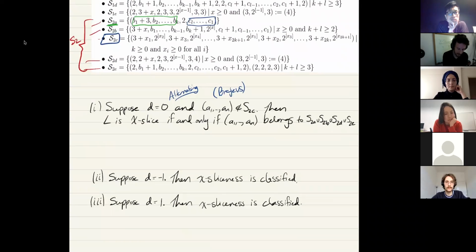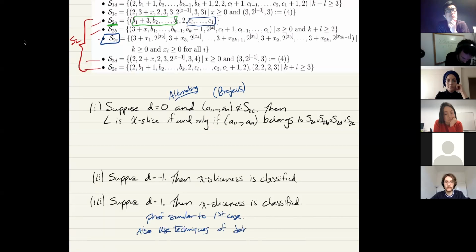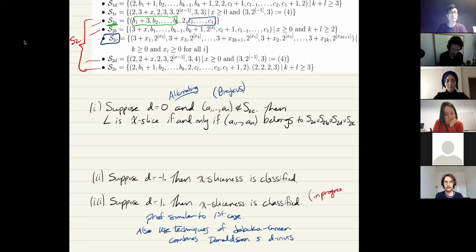And the proof of this is similar to the proof of the first case, except with the lattice analysis and Donaldson, not everything that we wanted to be obstructed was obstructed using the Donaldson diagonalization theorem and lattice analysis. So we also had to use techniques of Ibuka and Green, which combine Donaldson and d-invariants to obstruct some cases that were unobstructable by what we had done in the past. But more or less, these are done. And like I said, this is a work in progress. So I'm going to say it's still in progress, the details, this is all lattice stuff.